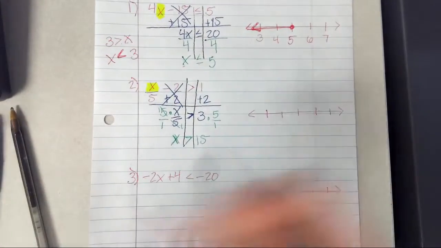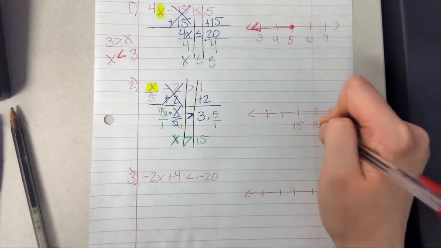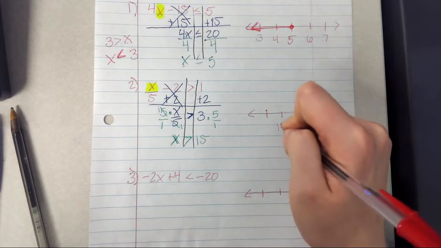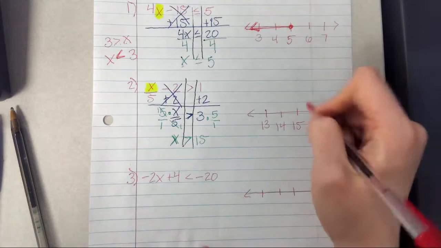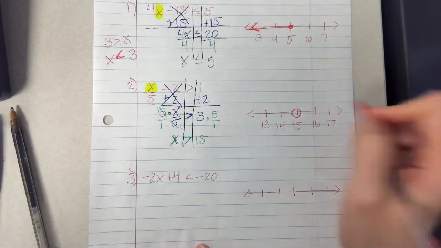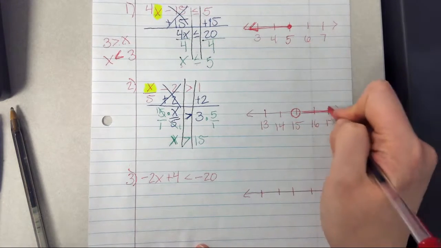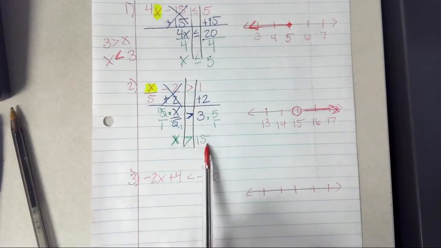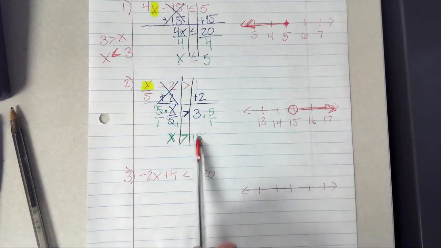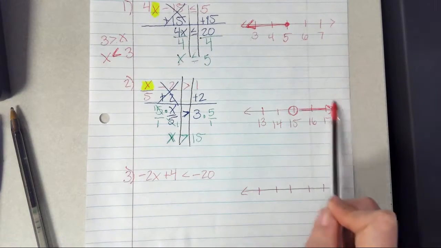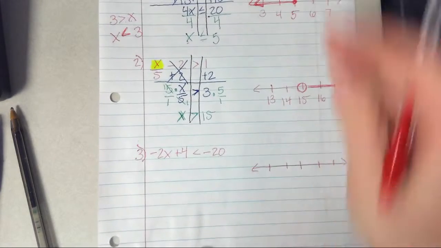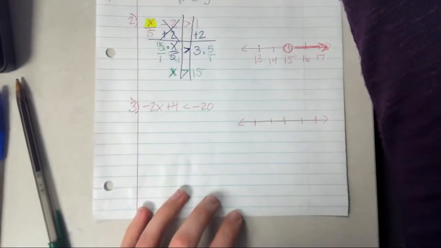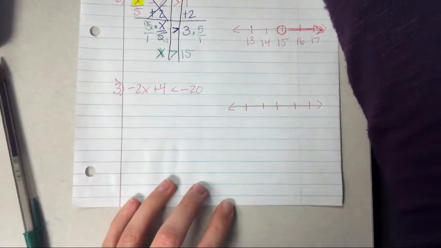So again, we'd fill this out. Open circle, arrow to the right. Open circle because it doesn't include 15, it's just greater than, and since it's greater than, we would point to the right. The last one shows the new part to this.